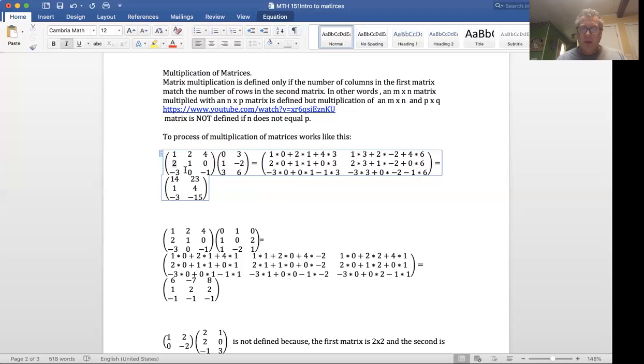The first element in the third row multiplied with the first element in the first column, minus 3 times 0. Second element in third row multiplied with second element in first column, 0 times 1. Third element in third row multiplied with third element in first column, minus 1 times 3. We add it up, we should get minus 3.